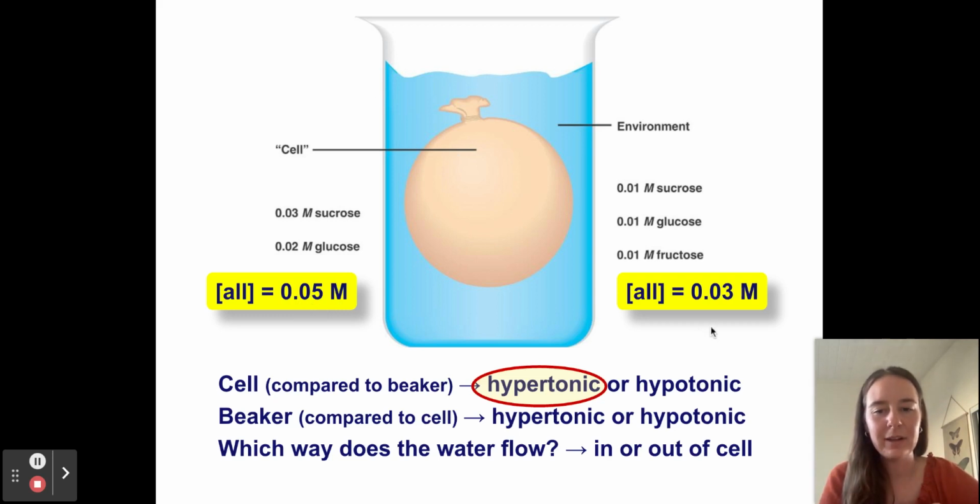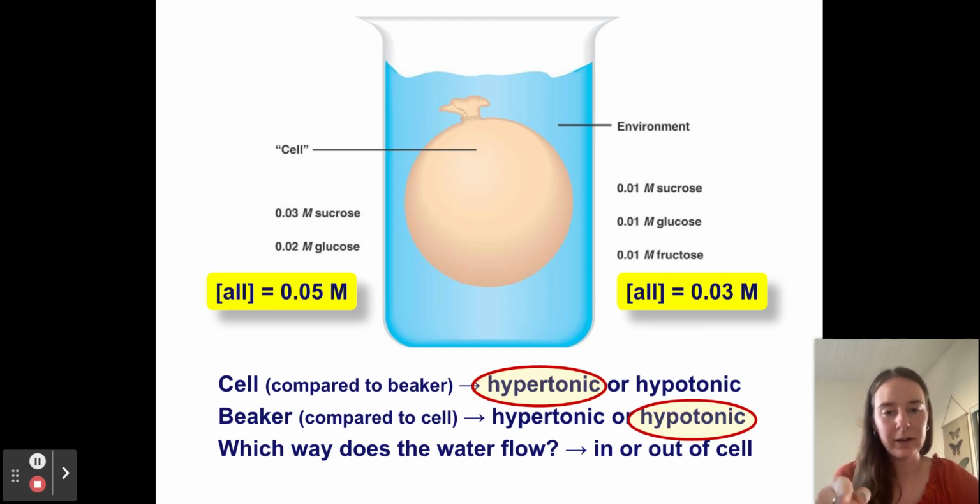Is the beaker a hypertonic solution or a hypotonic solution compared to the cell? Take a moment, think about it. If you said hypotonic, you're correct, because remember, hypotonic means a lower concentration of solute and a higher concentration of water compared to something else. So, which direction is the water going to flow? Is it going to flow from the inside of the cell out to the environment, or from the environment into the inside? Think about the definition of osmosis.